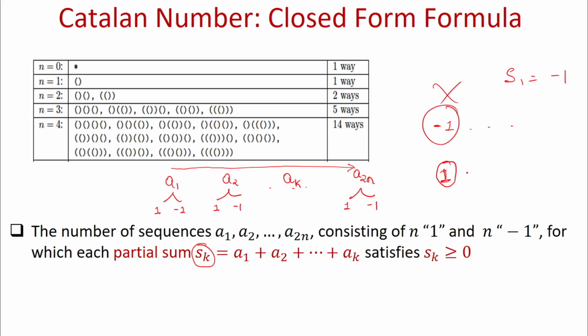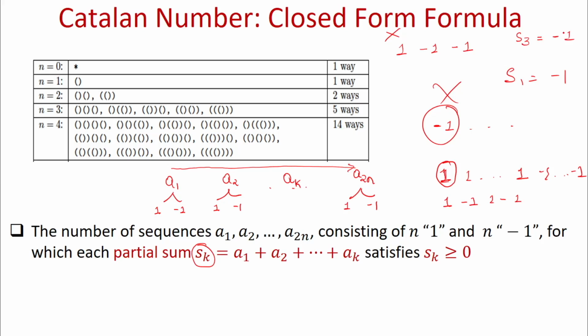So I can have a sequence where I have all the +1s appearing first and then all the -1s appearing later. That's a valid sequence. Or I can have a sequence where 1 and -1 occur alternately. That's also a valid sequence, and so on. But I can't have a sequence where I start with 1, then have a -1, and then another -1. No, that's not allowed, because if I take the partial sum S3 in this sequence, then S3 becomes -1. So that's not allowed.